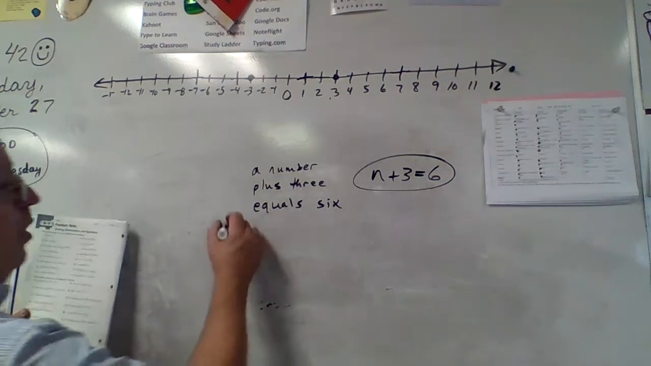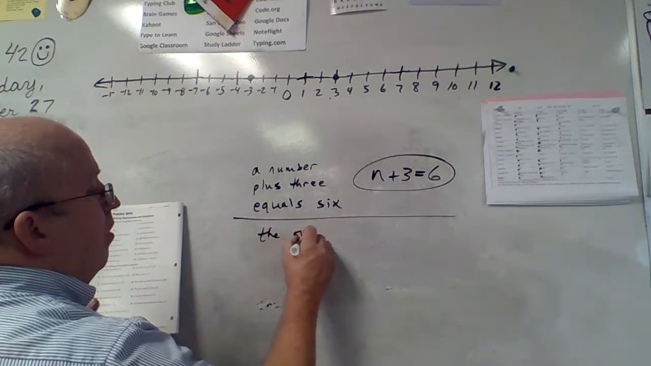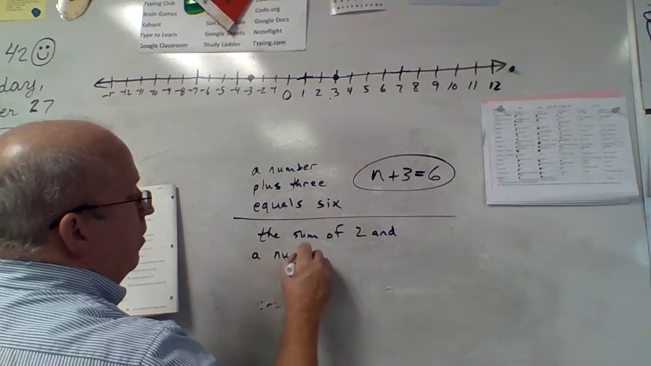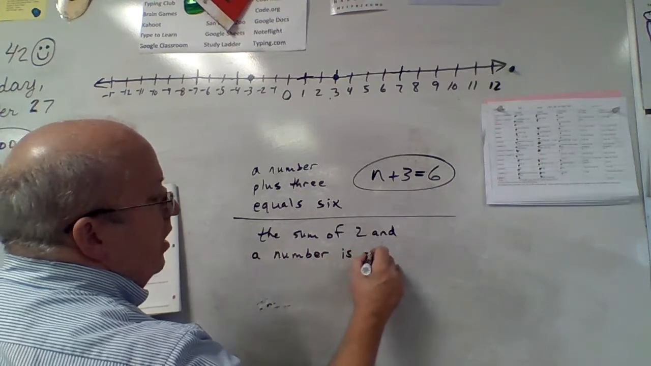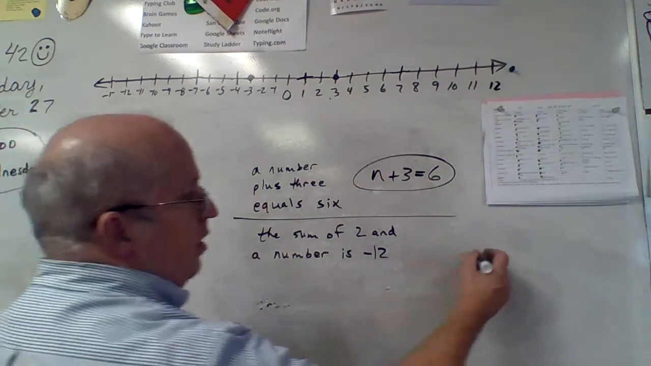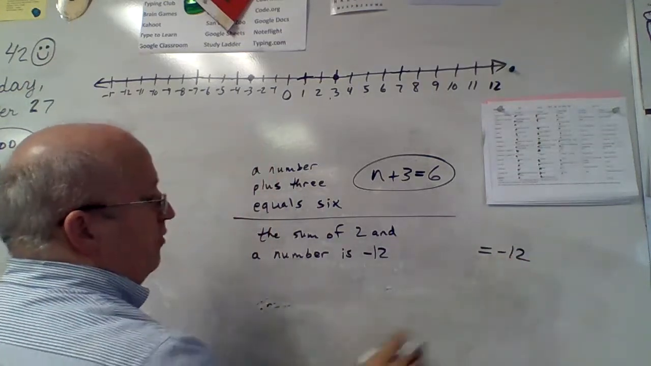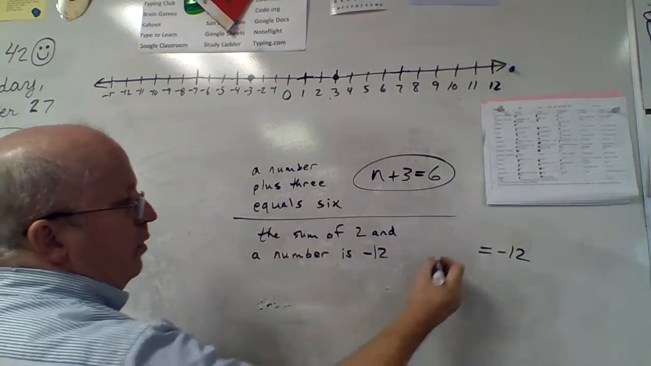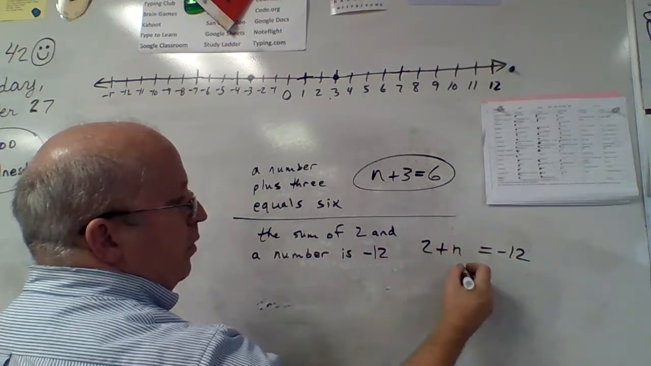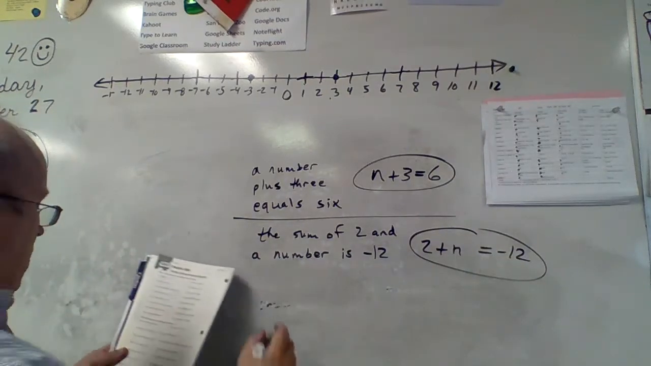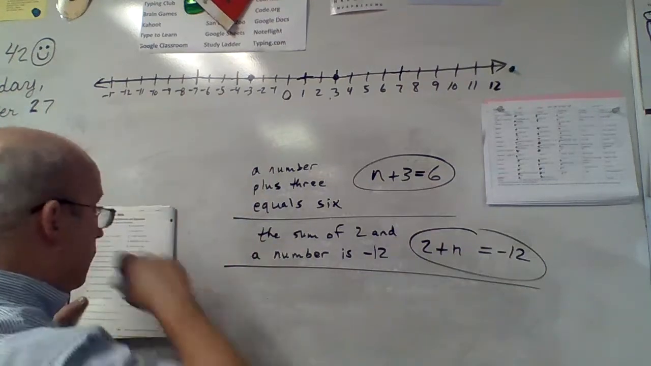How about something like this one? The sum of 2 and a number is negative 12. The sum of 2 and a number is negative 12. Is is my equal sign, so I know somewhere at the end we're going to have equals negative 12. How do I write the sum of 2 and a number? The sum of 2 and a number. That's adding 2 and a number. So 2 plus n equals negative 12. Okay?